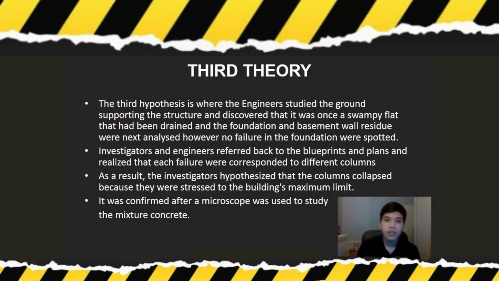On this third theory, engineers studied the ground supporting the structure and discovered that it was once a swampy flat that had been drained. The foundation and basement wall residue were also analysed, but they found no failure in the foundation. So investigators and engineers referred back to the blueprints and plans and realized that each failure corresponded to different columns. As a result, the investigators hypothesized that the columns collapsed because they were stressed to the building's maximum limit. It was confirmed after a microscope was used to study the mixture of concrete.